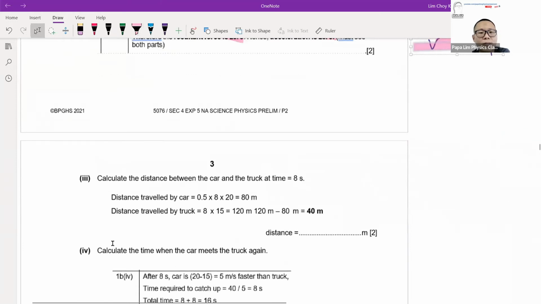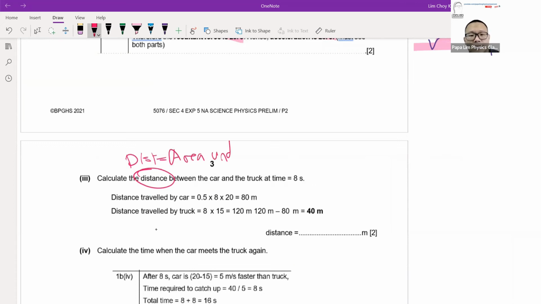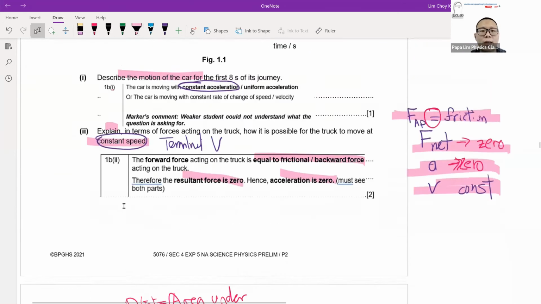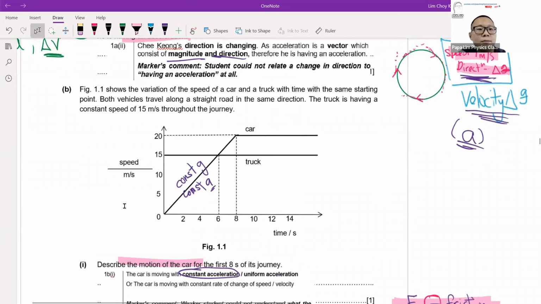Now, calculate the distance between the truck and the car at time 8 seconds. So basically for a velocity-time graph, whenever I look at the distance, you will definitely be looking at what we call the area under the graph. So what area are we looking at? The truck and the car at 8 seconds. How far are they?